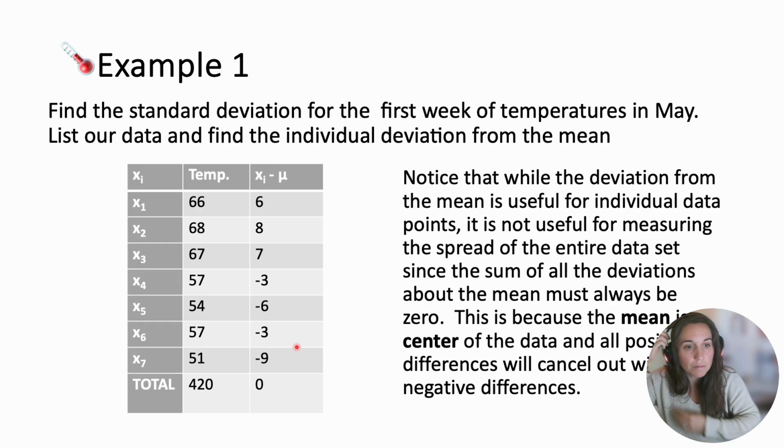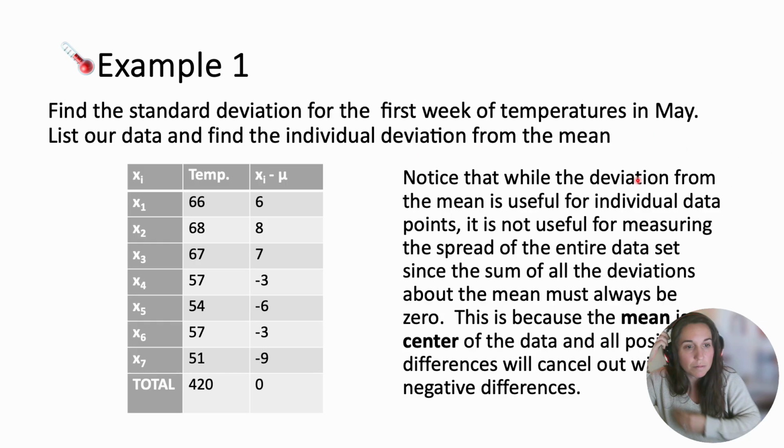And that's because the mean is the balance point, right? All of these positives sort of cancel out the negatives. That just sort of makes sense. Think of it like the balance point of a playground seesaw. The ups and downs kind of cancel out, which is why the deviations always add up to 0.